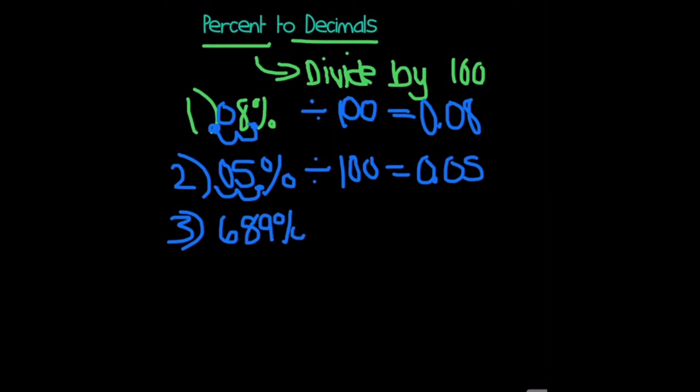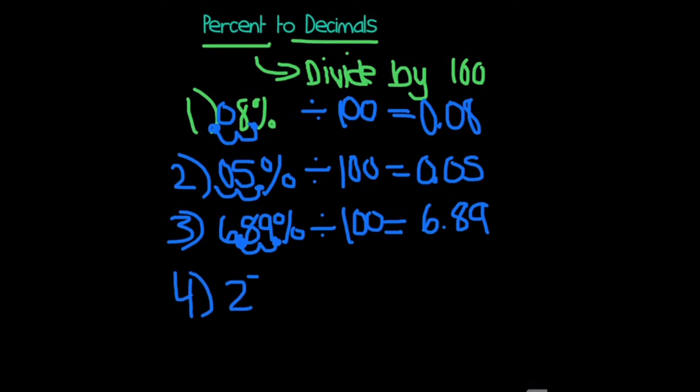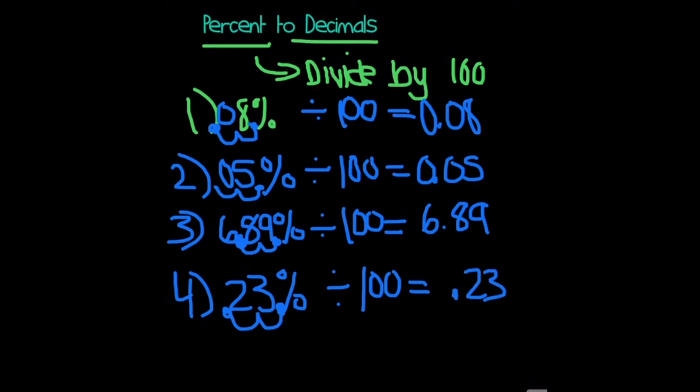689% divided by 100 equals, right over here technically is the decimal place, 1, 2, so that's 6.89. Let's do one more and then we'll move on. 23% divided by 100 gives me, right here, 1, 2. So that's 0.23. You could add the 0 if you want in front of it.